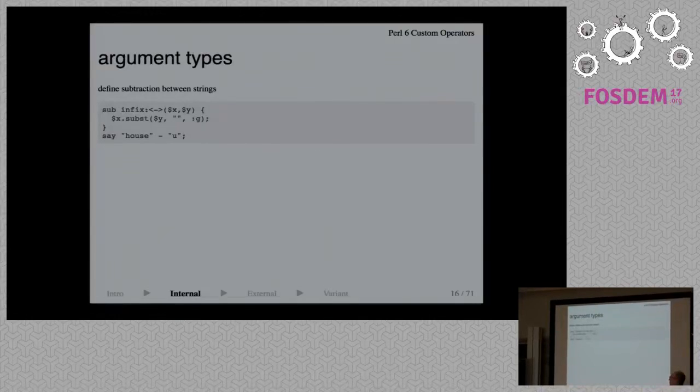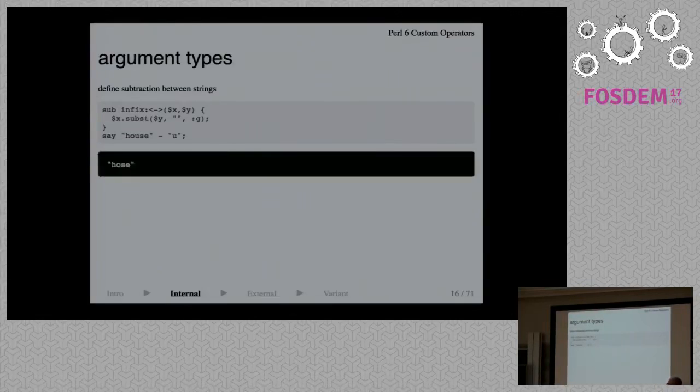Okay, so let's look back at something simple, subtraction. Let's say we want to define what it means to subtract one string from another string. We say it's substituting all occurrences of the first string with the empty string. So you take a string and you subtract a letter. It's like deleting all of those letters from the string. So house minus u is hose.